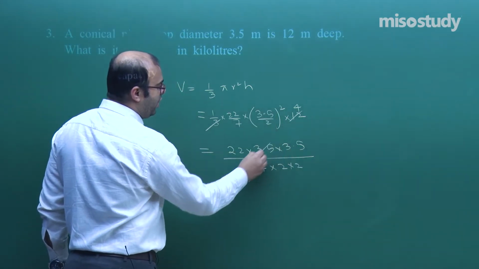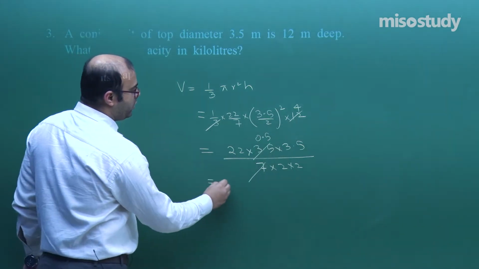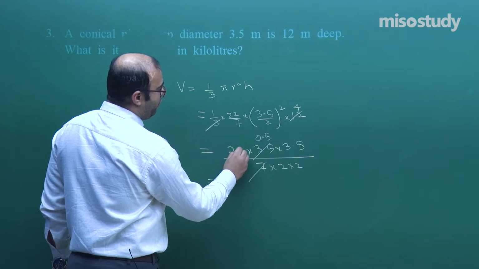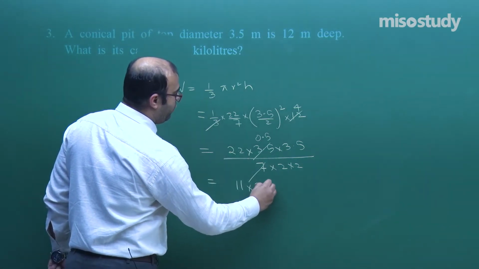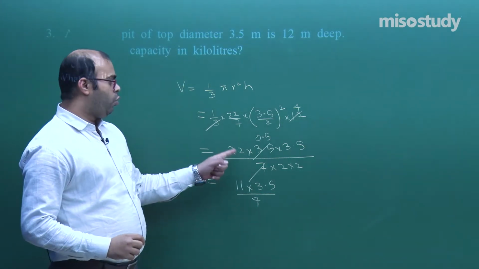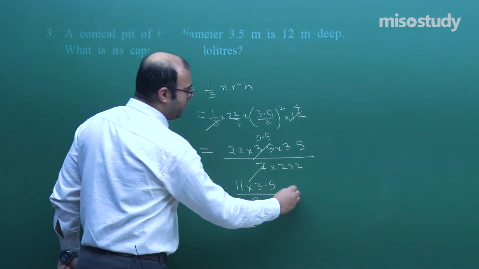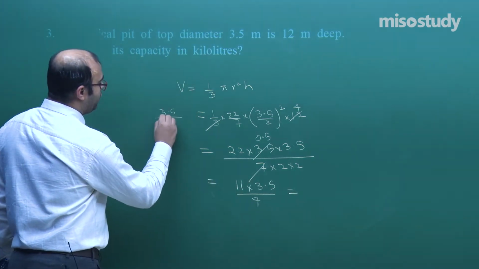So, 7 fives are 35, this will become 0.5 here, and then what you will see, 0.5 into 22 is 11, 11 into 3.5 upon 2 into 2, 4. This we get till now. Now, we can calculate this. 3.5 into 11, let us calculate.